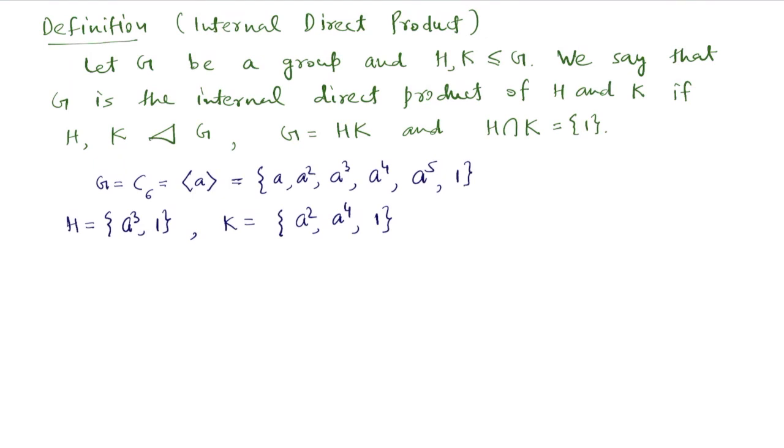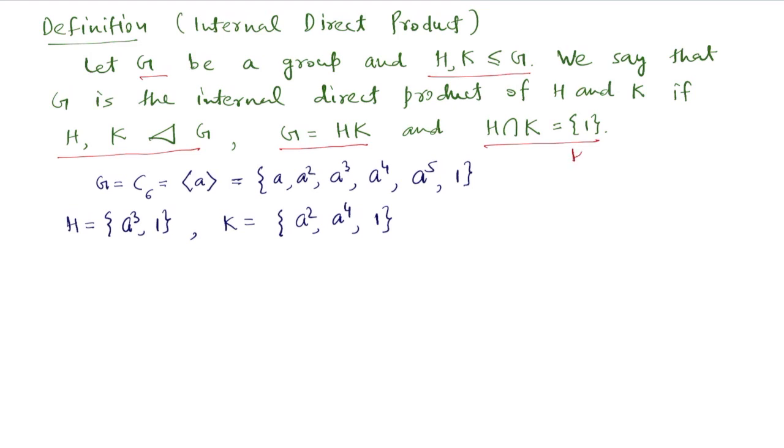Motivated by this observation, we define the internal direct product of a group. So let G be a group and H and K be two subgroups of G. We say that G is the internal direct product of H and K if H and K both are normal in G, and G is the product of these two, HK, and the intersection of these two groups H and K is 1.